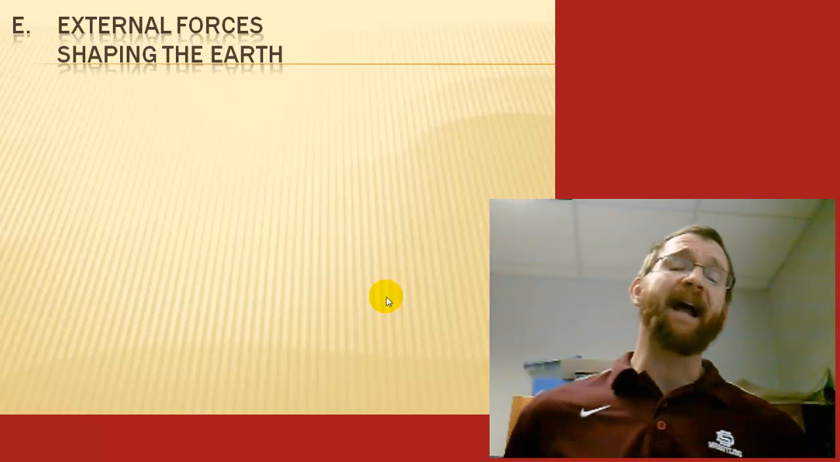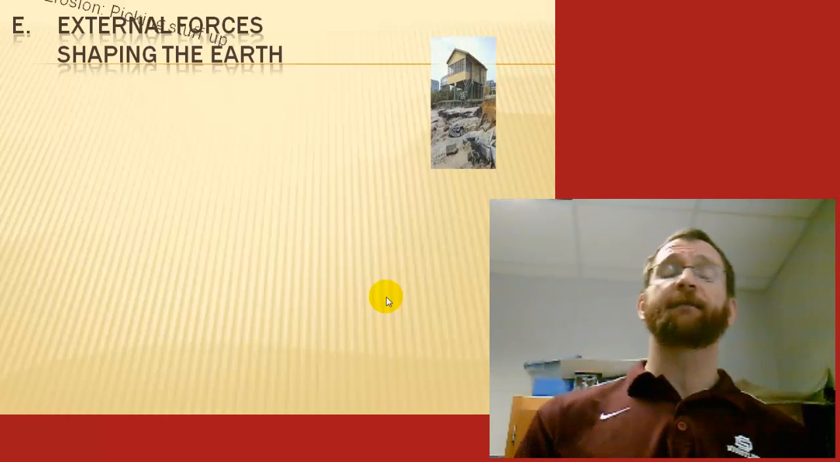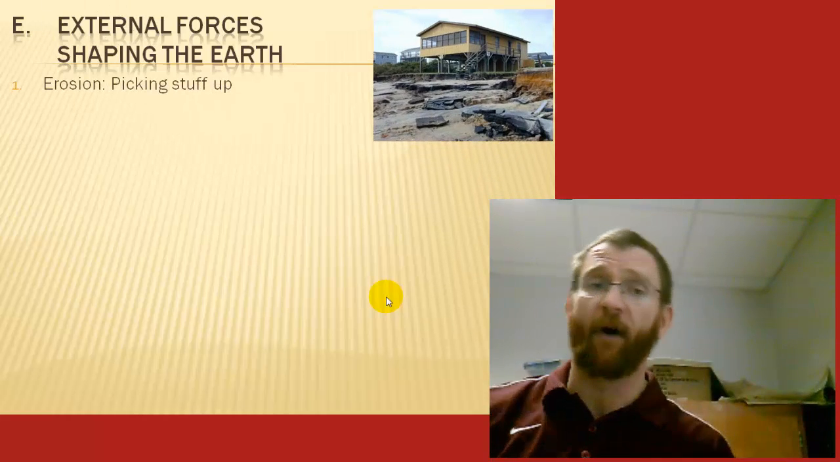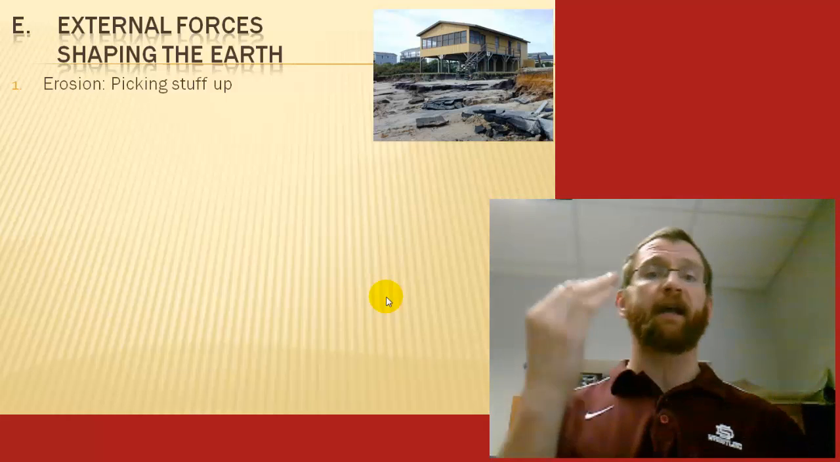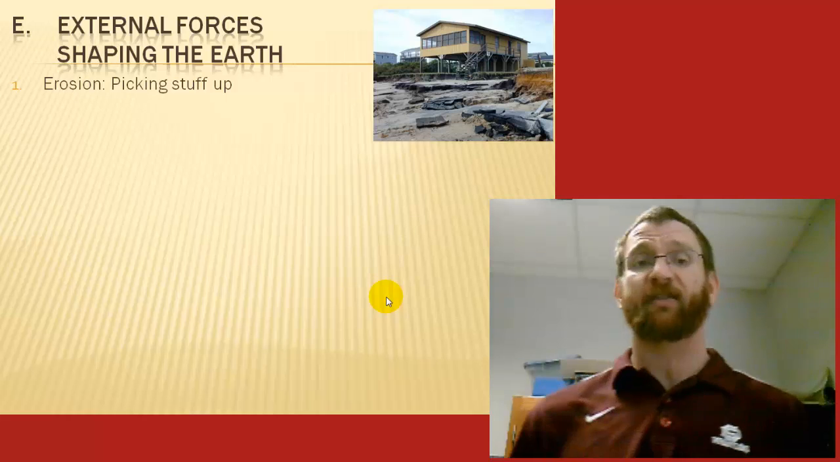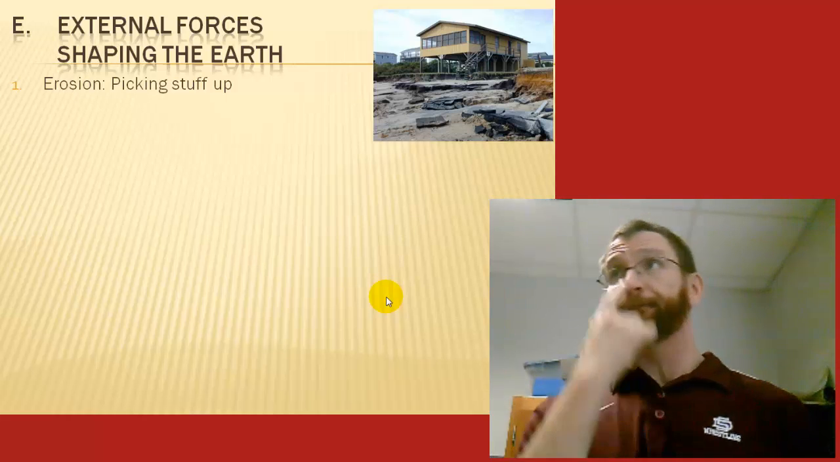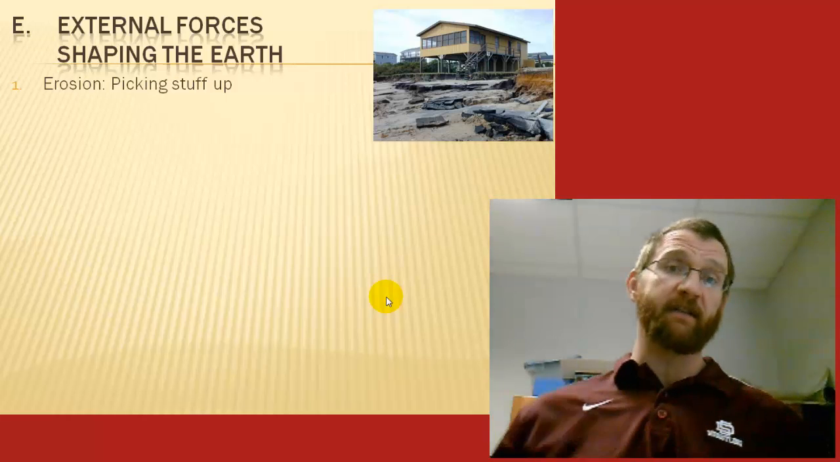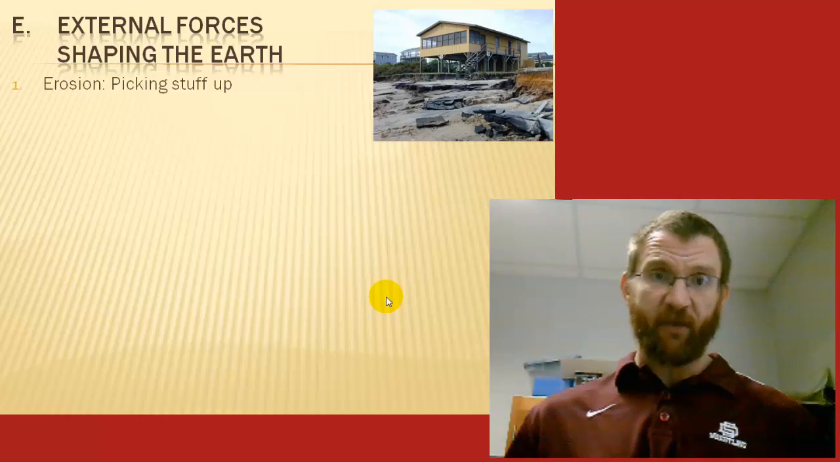So let's now talk about the external forces shaping the Earth. The external forces shaping the Earth are threefold. First of all, we've got erosion. And by the way, these are changes taking place on the outside, or ecological changes. Erosion is basically picking stuff up. The basic idea of erosion is that you are picking stuff up and you're not putting it down yet, at least not yet.